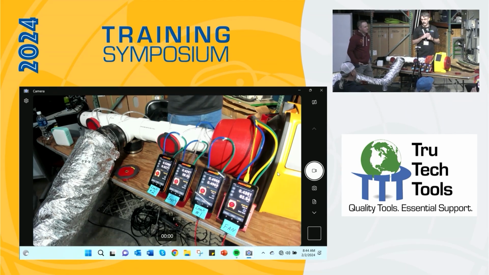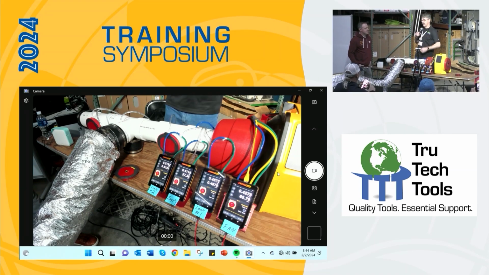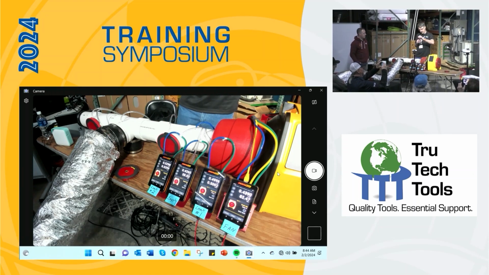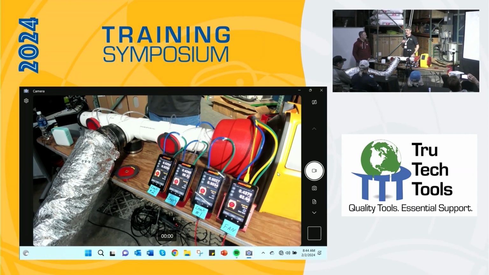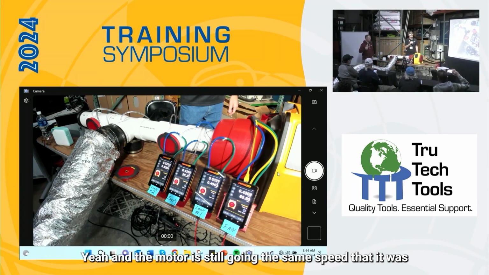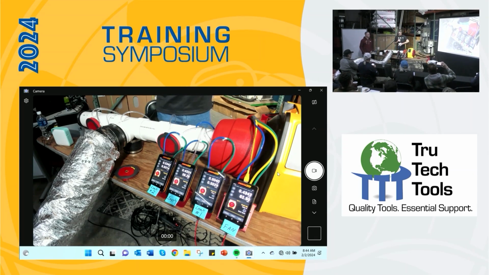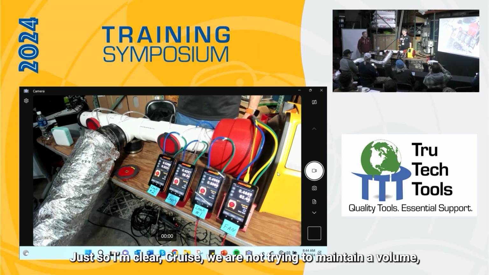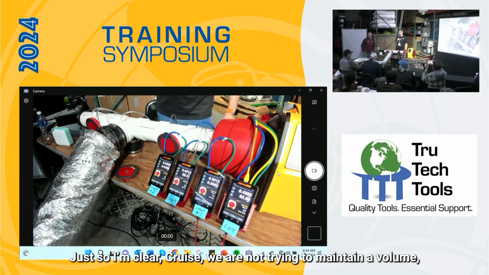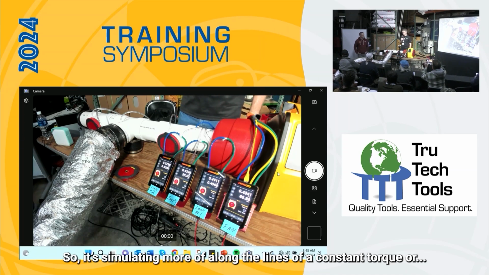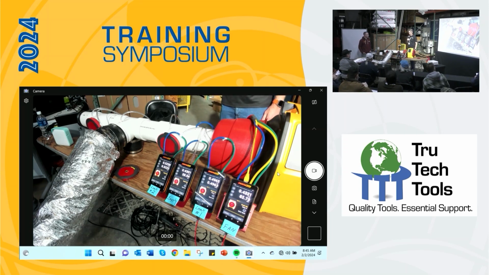So by starving the inlet of that fan, was that what you wanted to see? Yeah, just by changing the range plug, because it's not on cruise, it's on just set fan speed right now. The motor's still going the same speed that it was. Great question. Absolutely. What else? Just so I'm clear, with cruise, we're not trying to maintain a volume where, as we add restriction, we're dropping the flow. Correct. So it's simulating more along the lines of a constant torque or PSC. It's not a variable that's going to change with the static pressure.